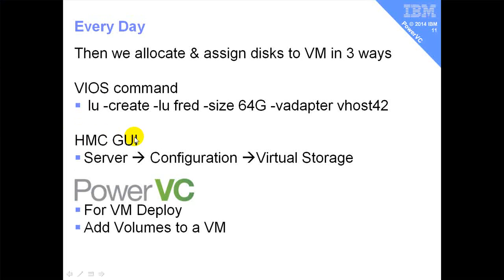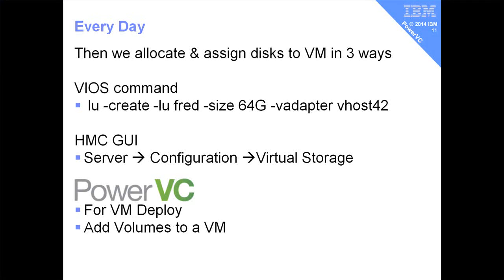Alternatively, we can use the HMC. It's got a graphical user interface, server configuration and virtual storage. Then we can see a picture of what's connected to what. We can click a button to create. Same details need to be added. It actually spots the fact we have dual VIOS servers connected and will assign both of those multipaths at the same time for you.